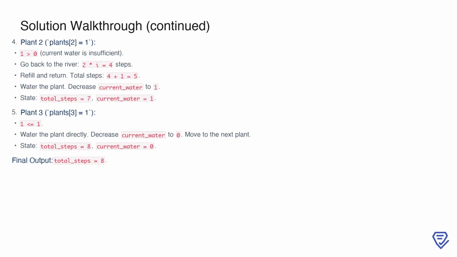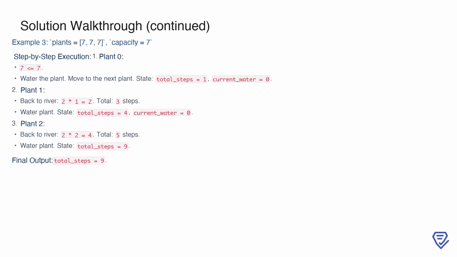The final output for this example is total_steps equal to 8. Lastly, consider plants 7, 7, 7 with a capacity of 7. Starting at plant 0, we find that the plant requires 7 units of water, which matches the capacity. We water the plant, reducing current_water to 0, and move forward, bringing total_steps to 1.